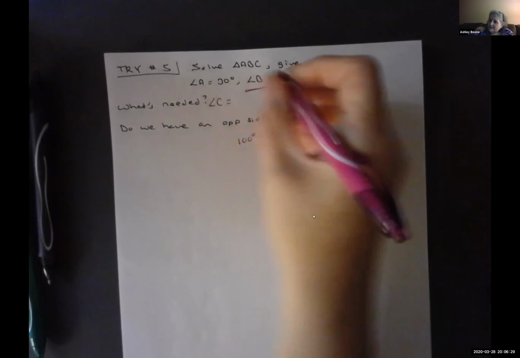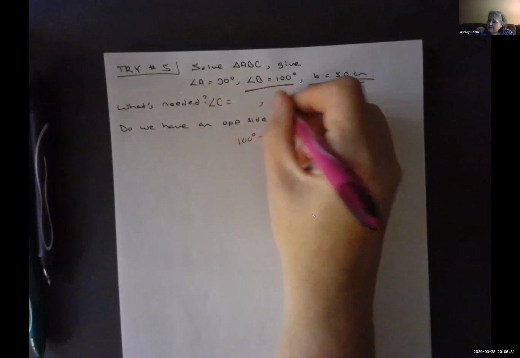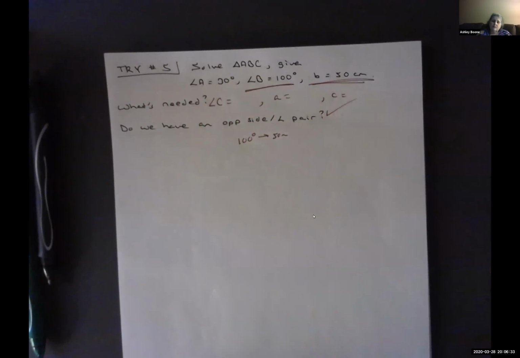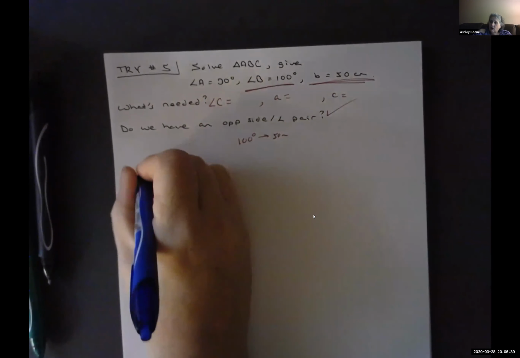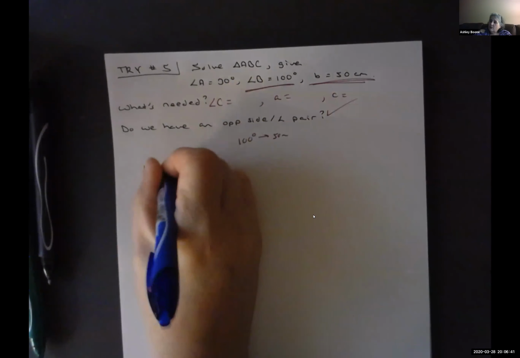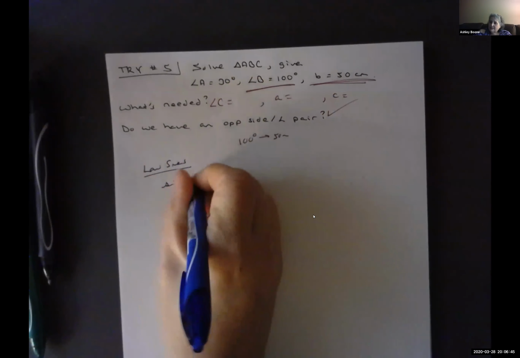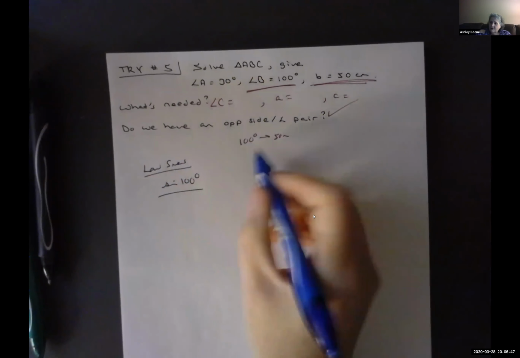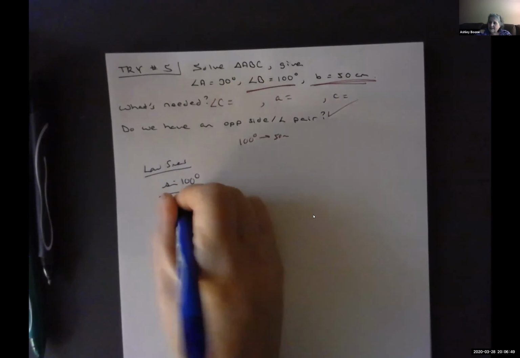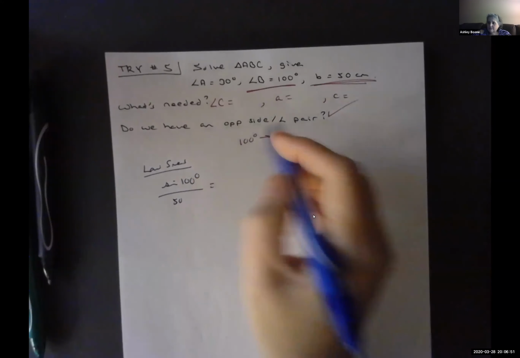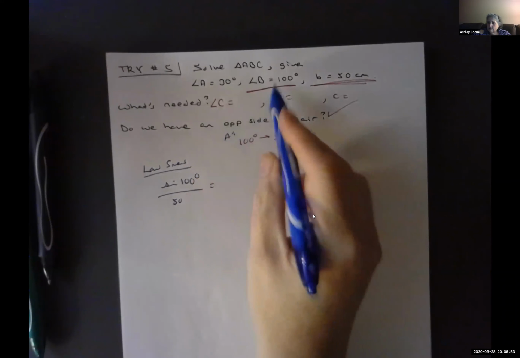We're missing side A and we're missing side C. Those are the things that we need to solve this triangle. So we can use our law of sines because we have the ratio: the sine of 100 degrees is to its opposite side of 50. That's my B's, rather.